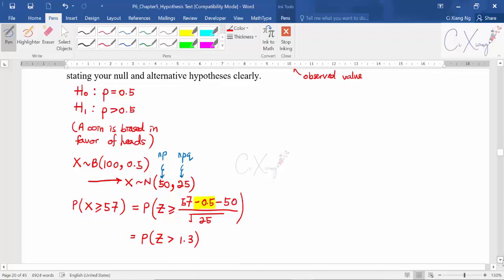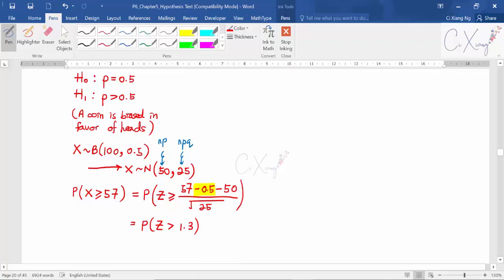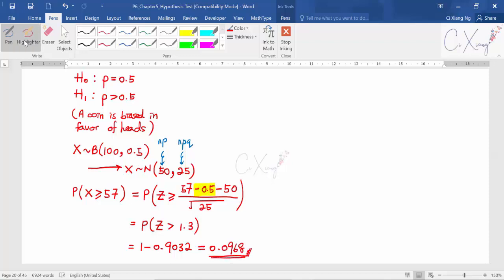All right, then after that I will get the probability. So 1 minus 0.9032, I will get the p-value, which is 0.0968. So this is my p-value.